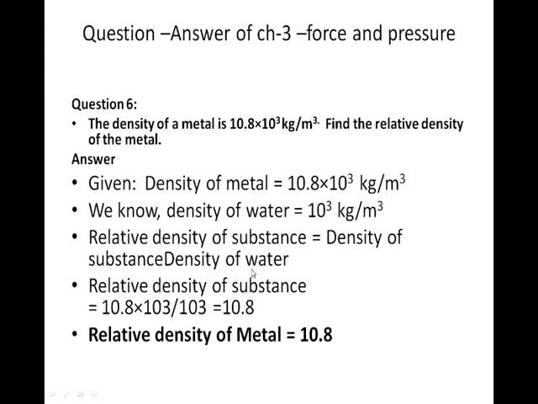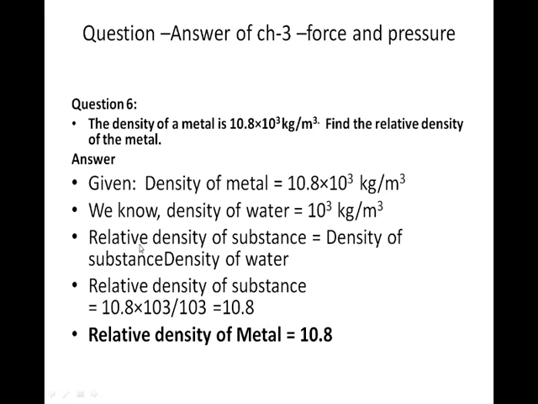Now you have to find the relative density of the metal. So you will just directly put all the values. Relative density of the substance is equal to density of the substance into density of the water. So 10.8 into 10 to the power 3 by 10 to the power 3 is equal to, I'm so sorry, lots of times I told you it's not density of the substance into, it's density of the substance by density of water. Here the divide sign is missing, so you can put the divide sign here.